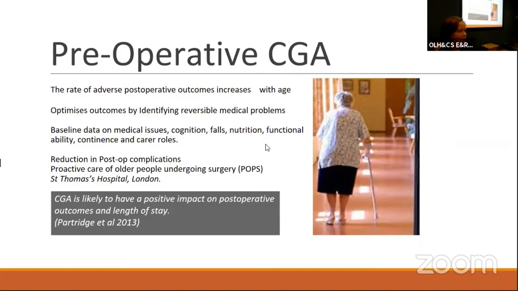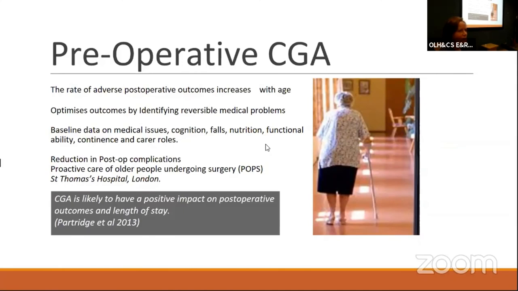So post-operatively, how is our discharge plan going to look? Are we going to have issues with discharging? Will we need convalescence? Will the patient regain function afterwards? Will they remain independent? And by performing a CGA, it can have a very positive impact on post-op outcomes.